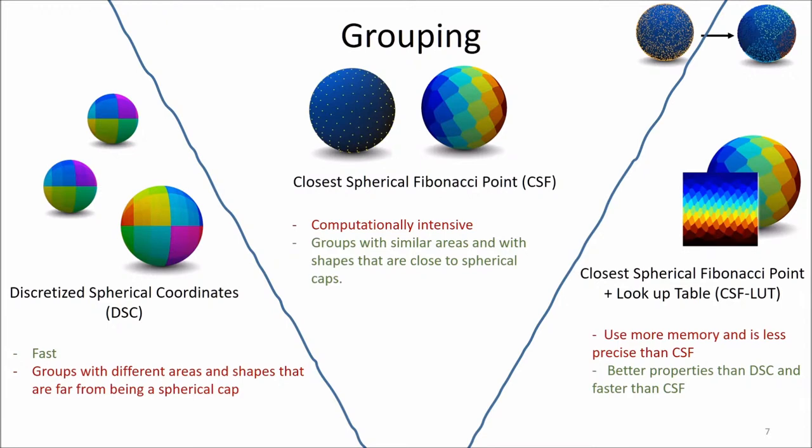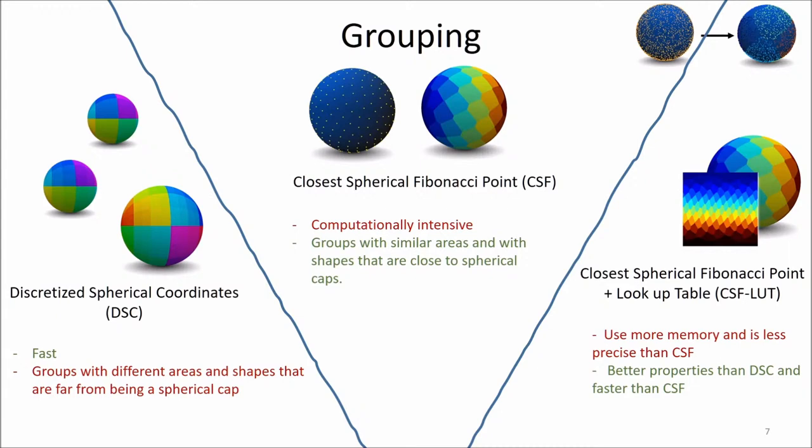Now, the grouping step can be done in several ways. We studied three of them. The first one is the discretized spherical coordinate. It is the fastest one. However, as you can see on the picture on the left, the generated groups have irregular areas and their shape are either spherical triangles or spherical rectangles. In the mapping step, we have to approximate the groups using a spherical cap, and we are looking for grouping that gives groups with both uniform areas and sharp shapes that are close from spherical caps.